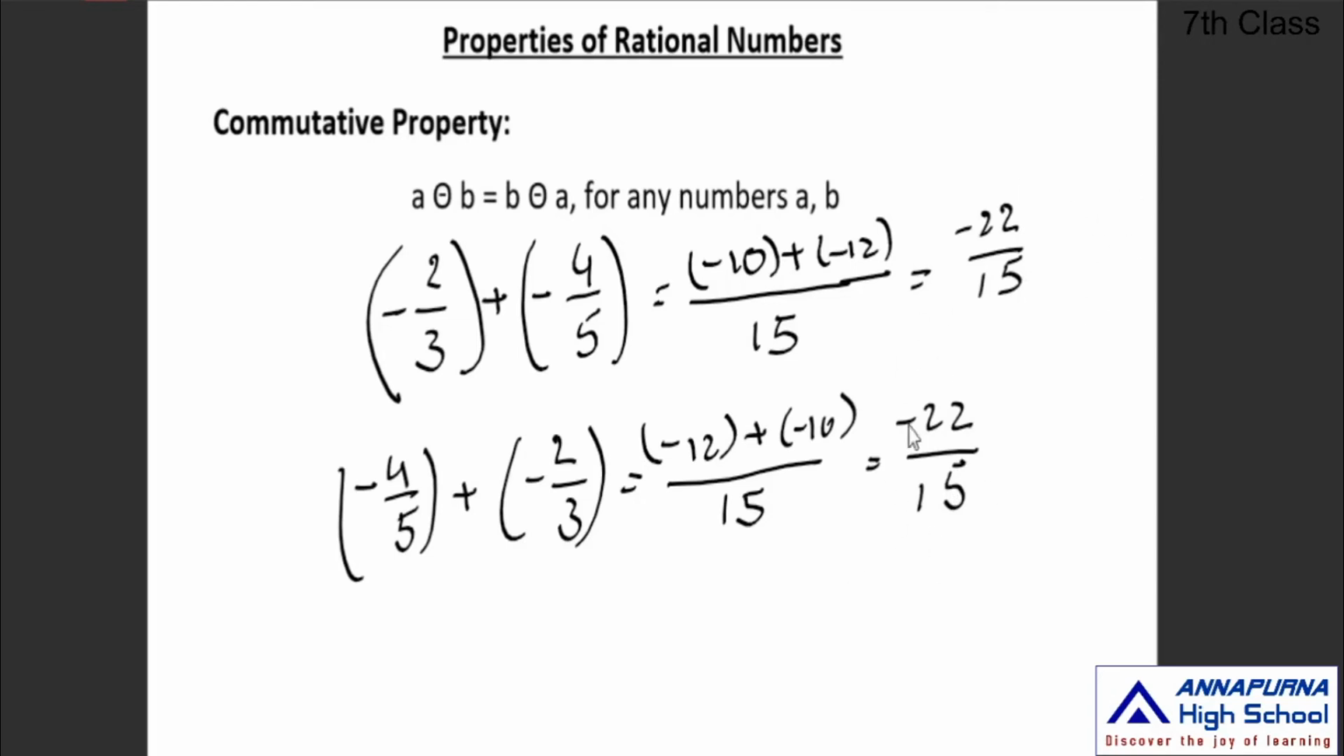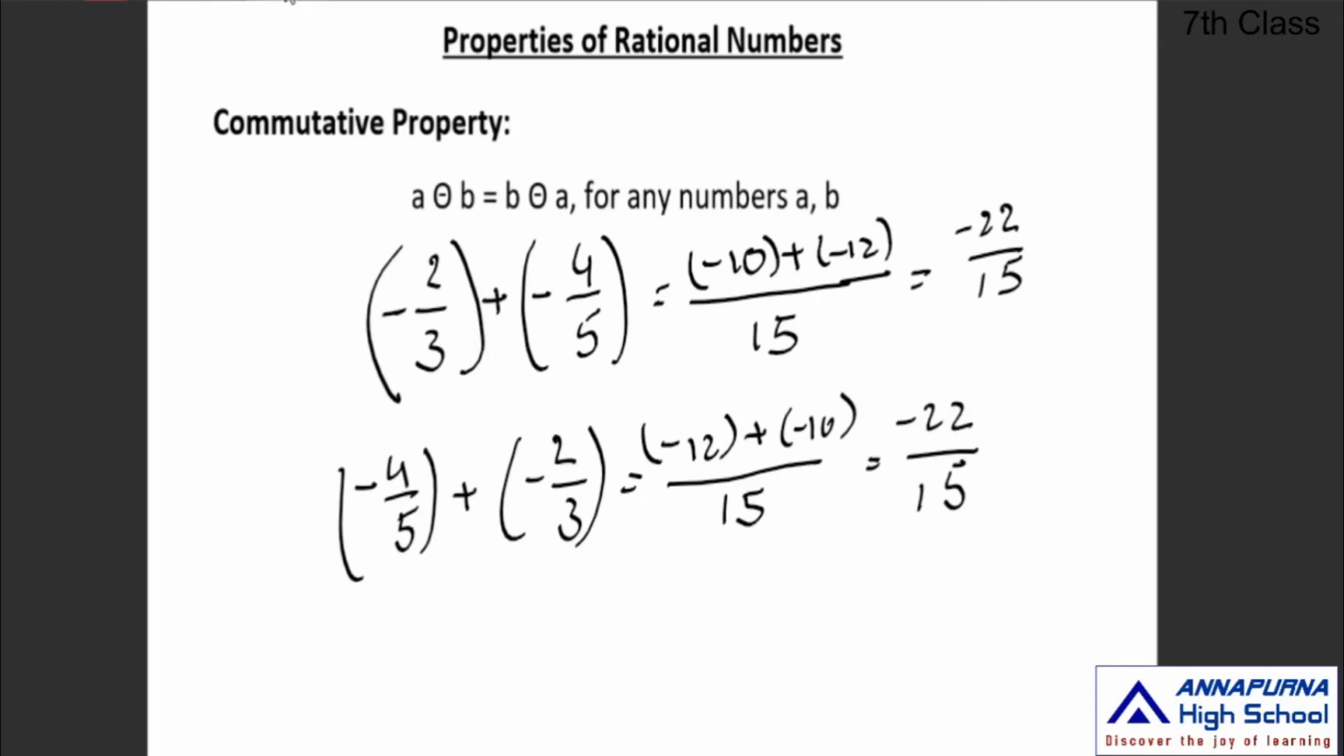You get the same answer, minus 22 by 15, and here also minus 22 by 15. Yeah, you get the same answer. When I take two negative rational numbers and add them in different orders, I get the same result. That means this collection of rational numbers satisfies the commutative property with respect to addition.